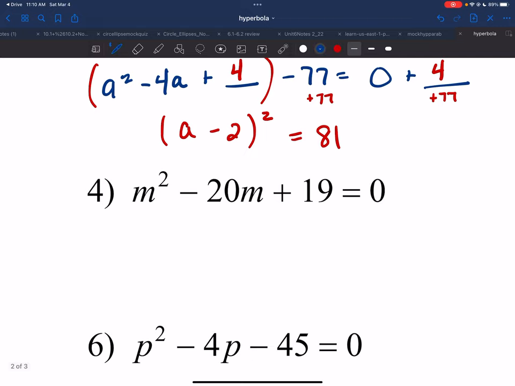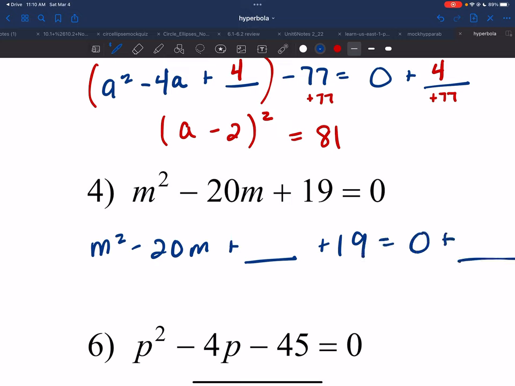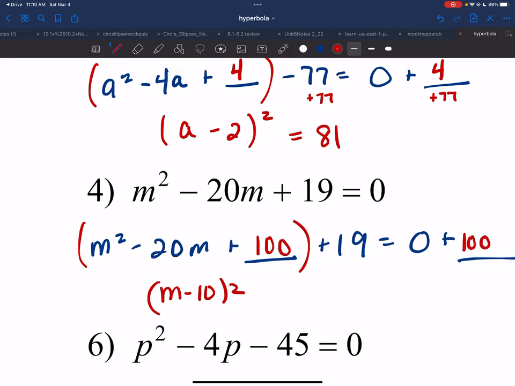One last one. M squared minus 20m plus blank plus 19 equals 0 plus blank. Here is my perfect square. Half of negative 20 is going to be negative 10. So m minus 10 squared. Negative 10 times negative 10 is going to be 100. So I'm going to add 100 to both sides, subtract 19, and then that's going to be equal to 81.